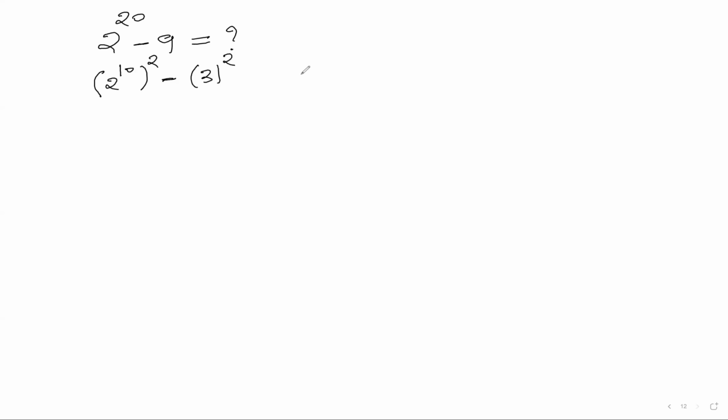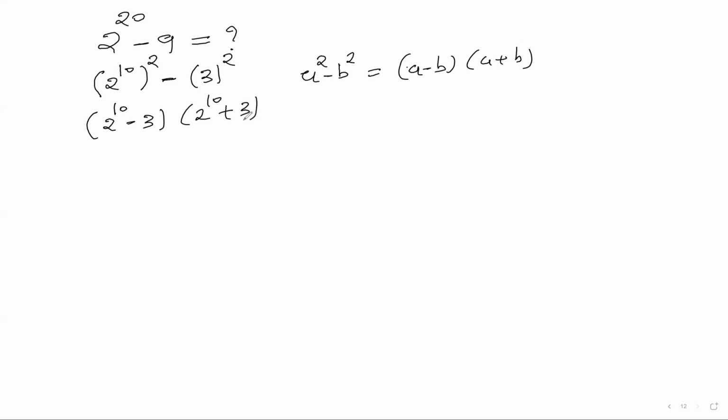Now we do have a formula. If it is a squared minus b squared, then I can work it out as a minus b and a plus b. So (2 power 10) squared minus 3 squared will become (2 power 10 minus 3) into (2 power 10 plus 3) by using this formula.